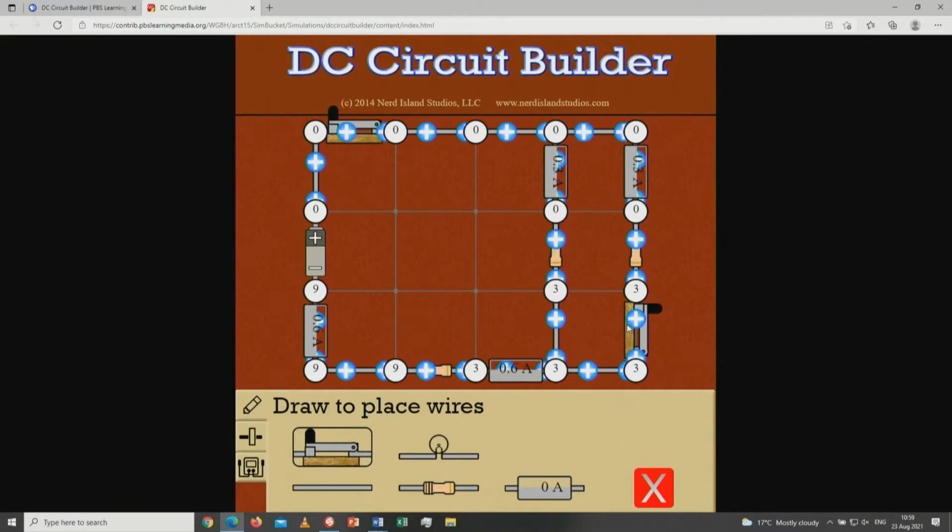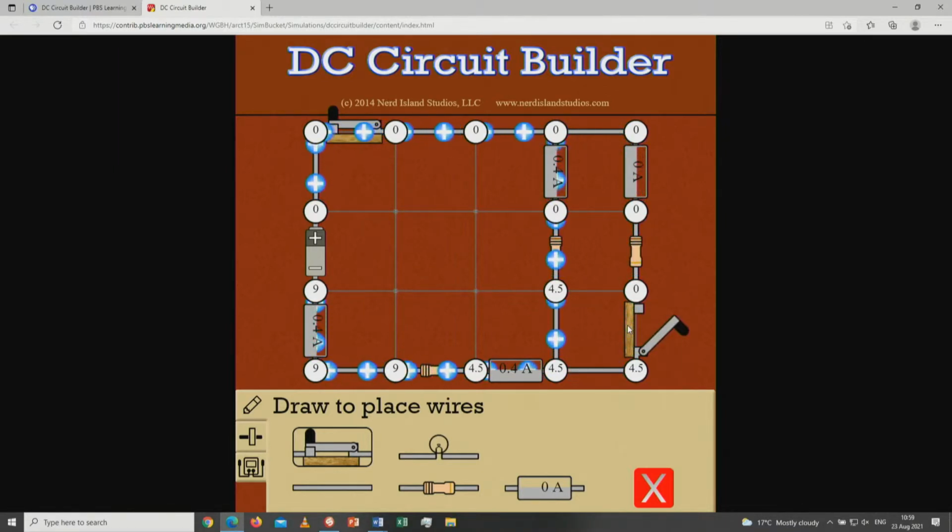If we open switch S1, the voltage of the battery still remains 9 volts, the EMF still remains 9 volts. What has happened to the voltage here? 9 minus 4.5 gives us 4.5 volts.